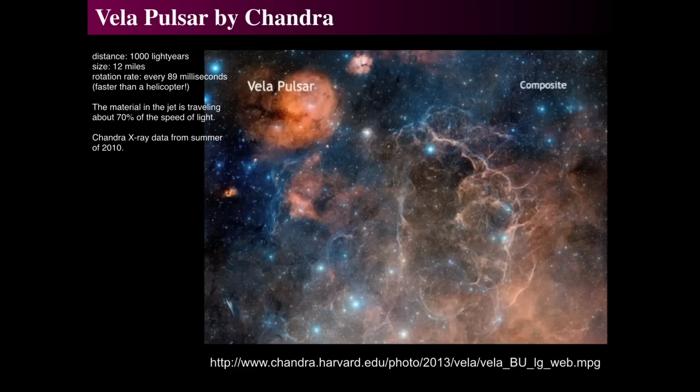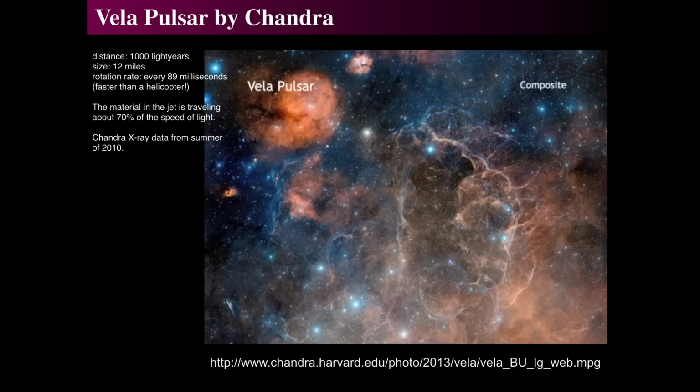Anyway, the Vela Pulsar is something that is actually seen in the sky. It's about 1,000 light years away. It's nearer than the Crab Nebula. It's about 12 miles across. Actually, it's a slower rotating pulsar, about 89 milliseconds, but still, that thing is rotating faster than a helicopter. And there's a jet in the center that's moving at about 70% the speed of light.